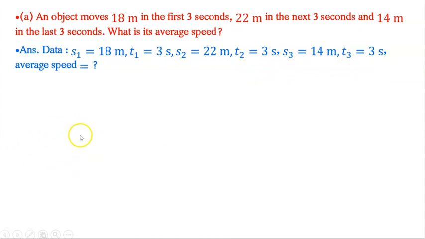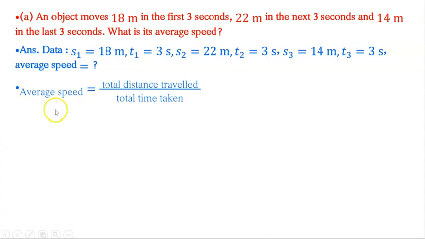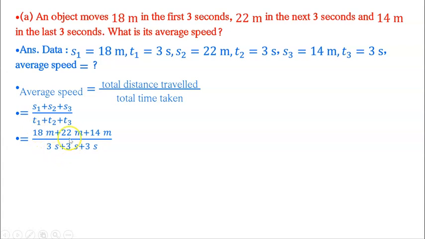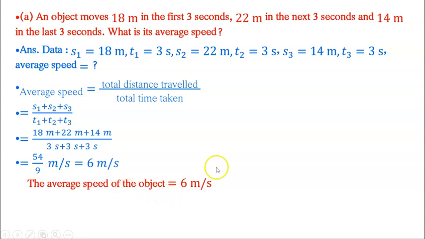Then what about the average speed? Average speed means total distance covered upon total time required. The formula for average speed is total distance traveled upon total time taken, that is (S1 plus S2 plus S3) upon (T1 plus T2 plus T3). That is 18 meters plus 22 meters plus 14 meters upon 3 plus 3 plus 3, which is 54 upon 9 meters per second, equal to 6 meters per second. This is the average speed of the object, 6 meters per second.